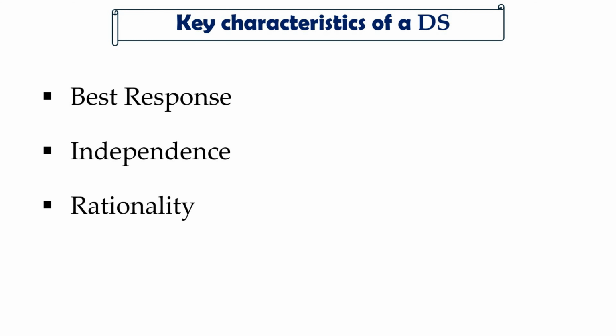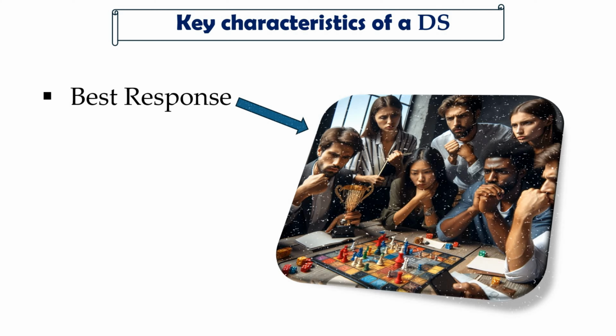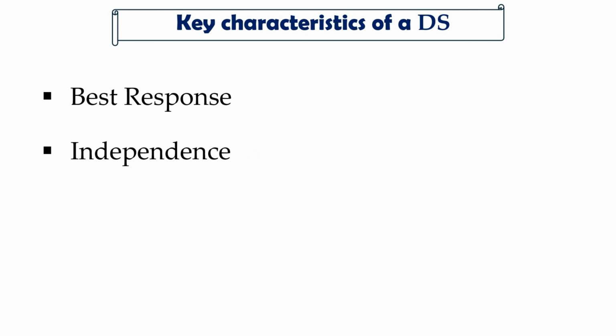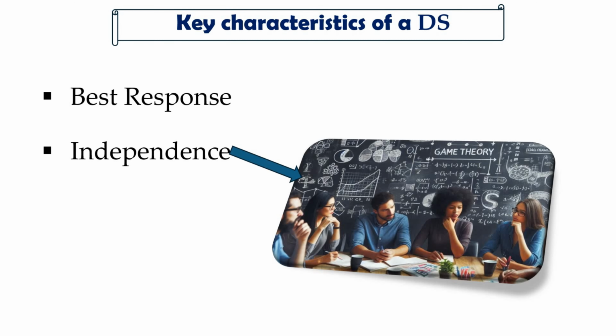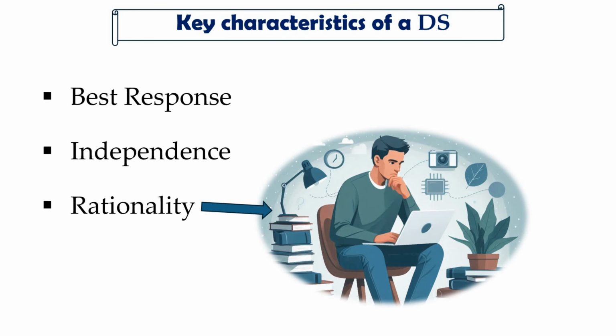And if we want to find the key characteristics of a dominant strategy, then we can classify it in three categories. Best response: it always gives the highest payoff. Independence: it's independent of other players' actions. And finally, rationality: rational players will always choose their dominant strategy if one exists.